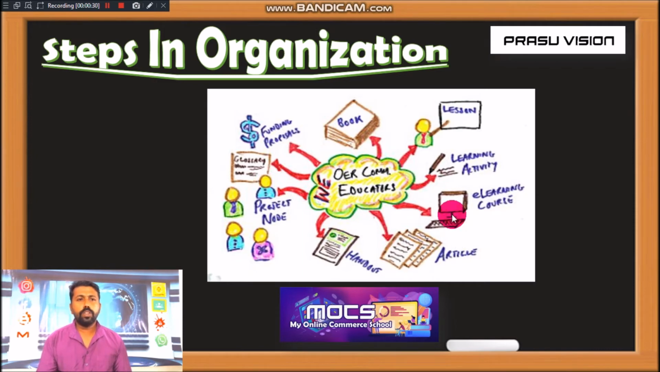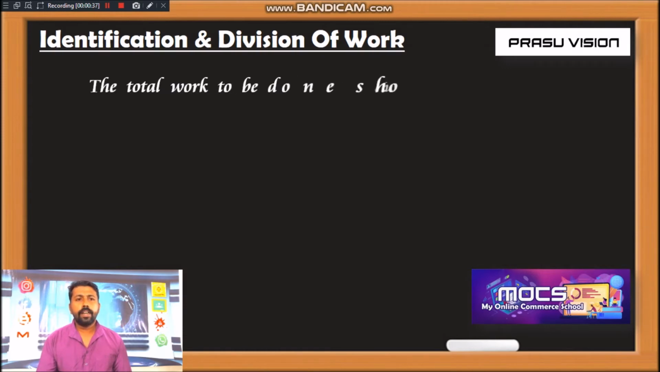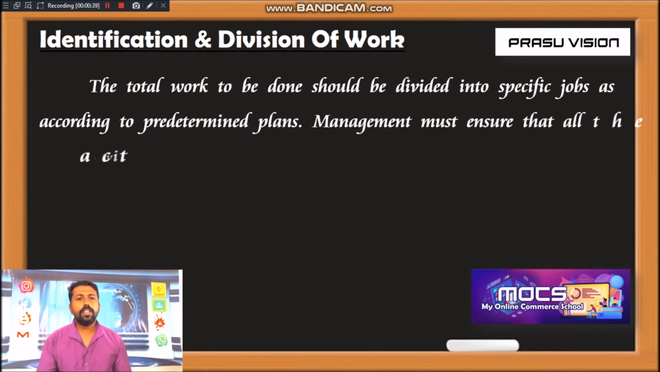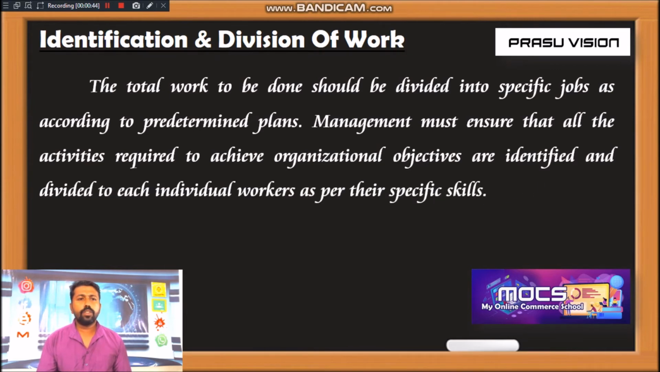So we are moving to the first step in organization, that is identification and division of work. Identification and division of work is a very simple process by the different heads of an organization. Before dividing the work, they will identify what are the different works involved in each department.